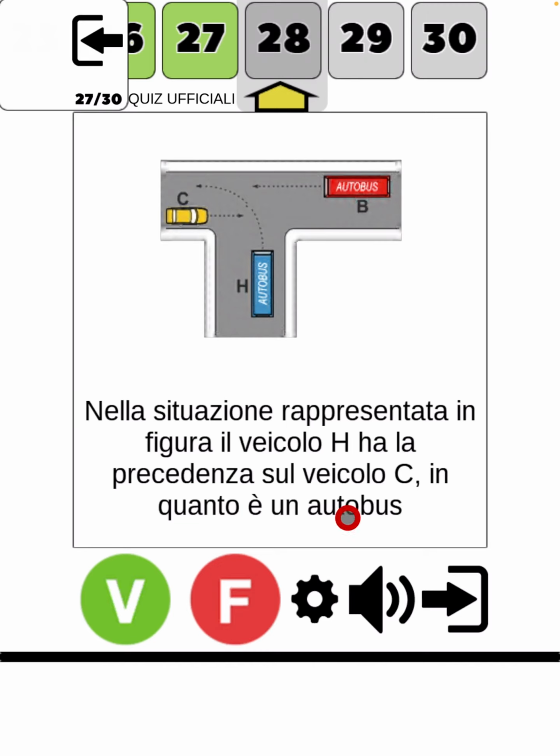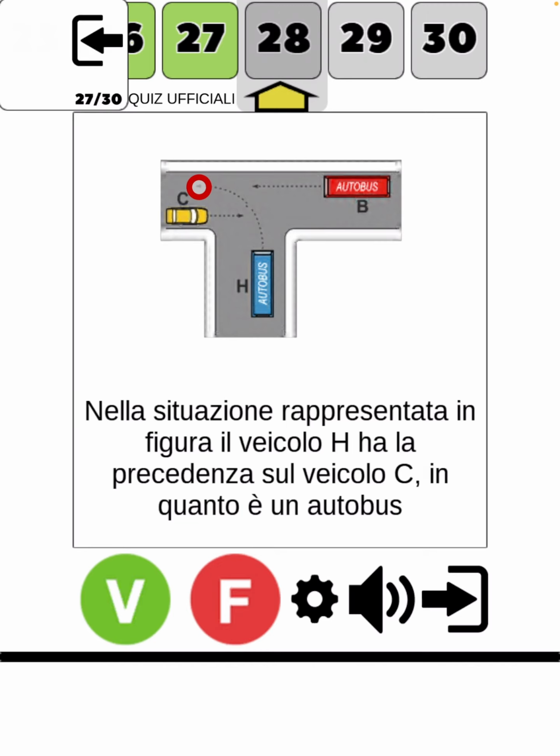In the intersection represented in the figure, vehicle H has priority over vehicle C, and it is an Autobus. He said that because it's an Autobus, he has priority over the C. The question is falso. It's not because it is an Autobus, but the normal passing order is supposed to be this first one, the second and the third, because he said it has priority over it. He was not talking about precedence. That's why the question is false. I don't know if you are understanding me.